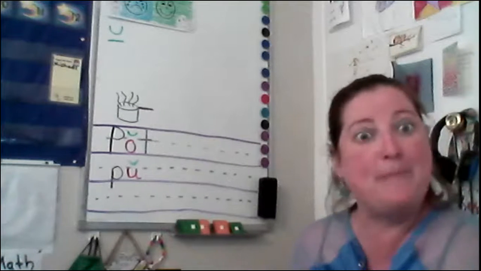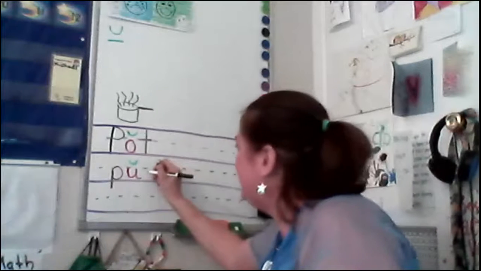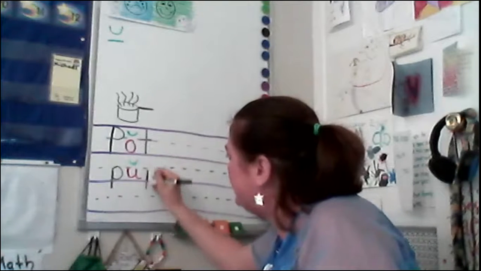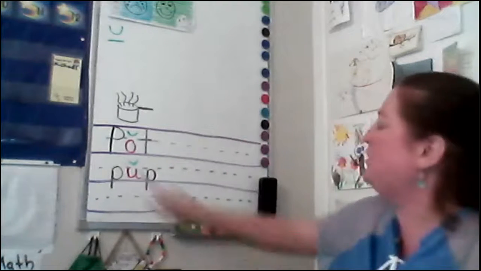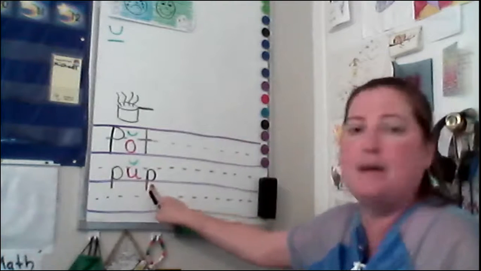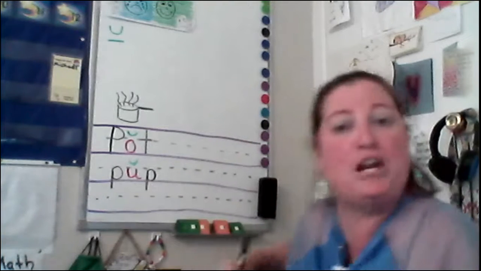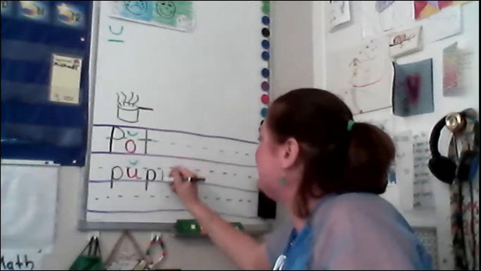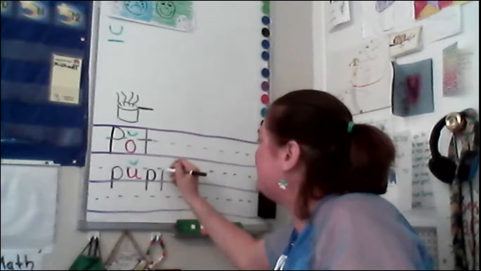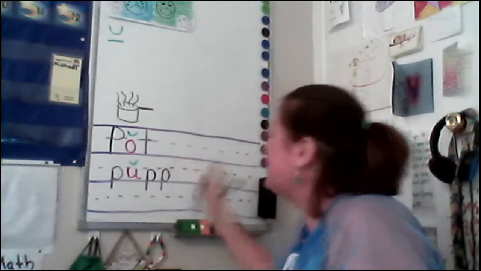There's another P. So we're going to put another P on there. So I'm going to do a line down from the middle again, and then a circle to the side, okay? We're going to do another P. So I'm going to put another P, and that's down again, and then that circle right next to it.